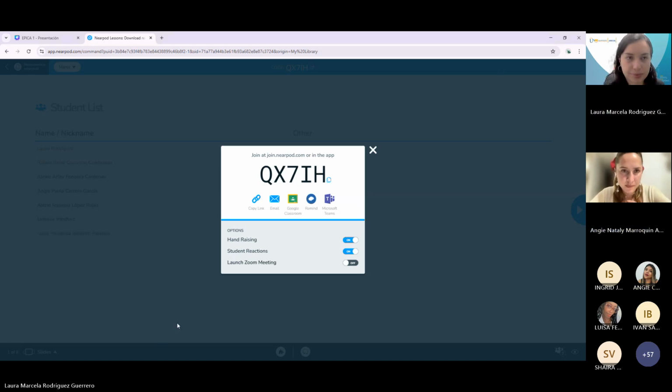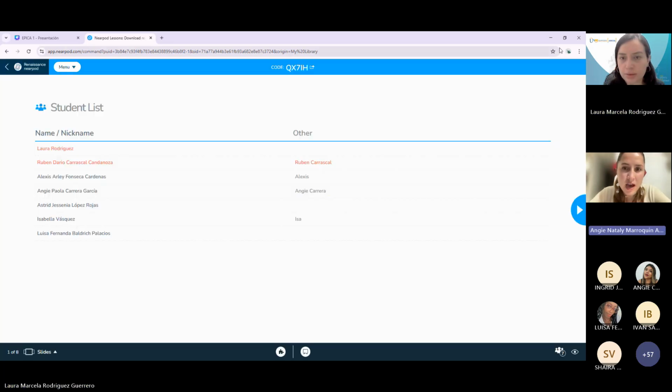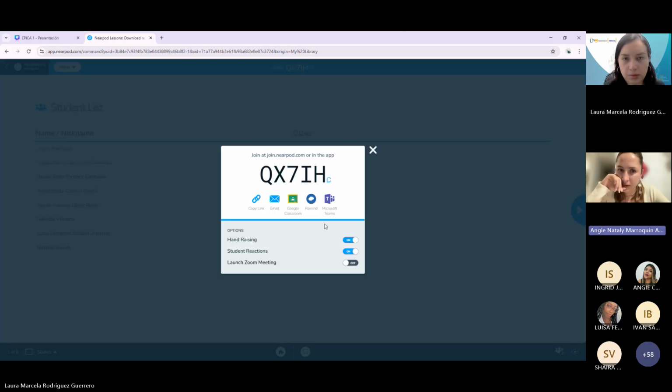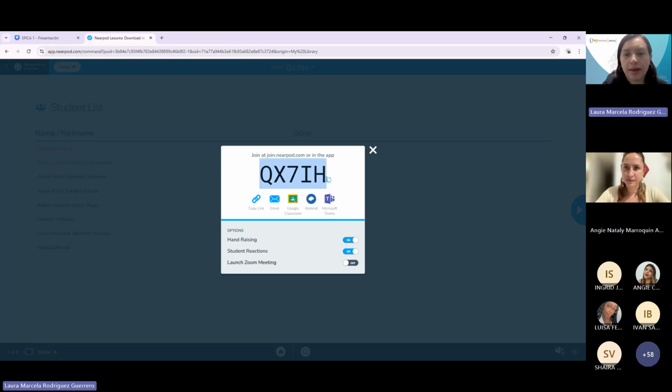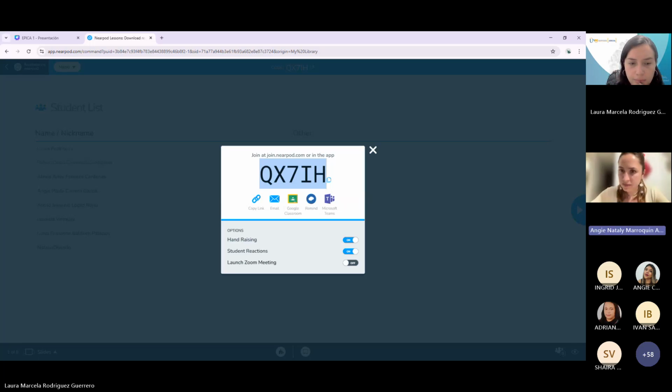Yes, it's this one. Maybe they can just type Nearpod into the search bar and then put this code. Yeah, it's similar to Kahoot. You go to Nearpod and use this code. Okay, we have Luisa, Natalia. Let's wait for some of you, and then we're going to start. Teacher, can you give me the link again, please? Yeah, for sure.